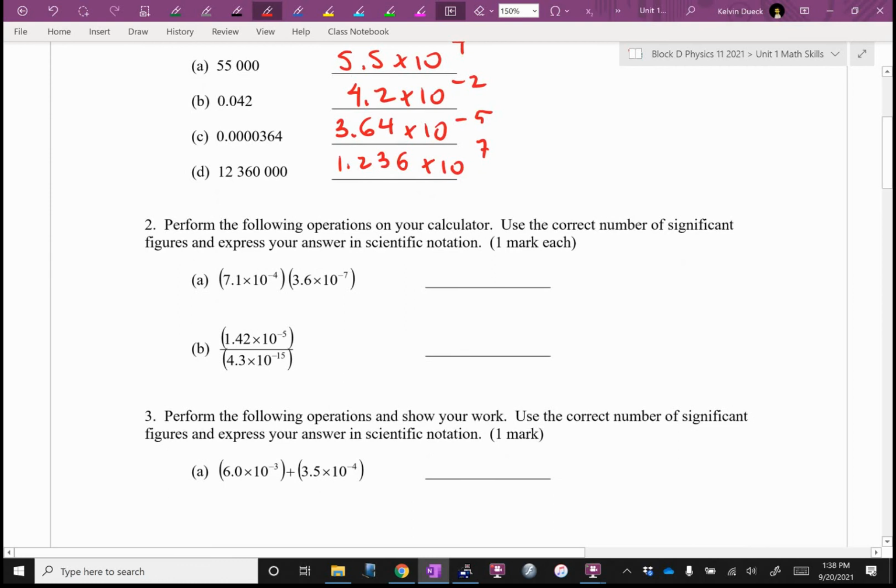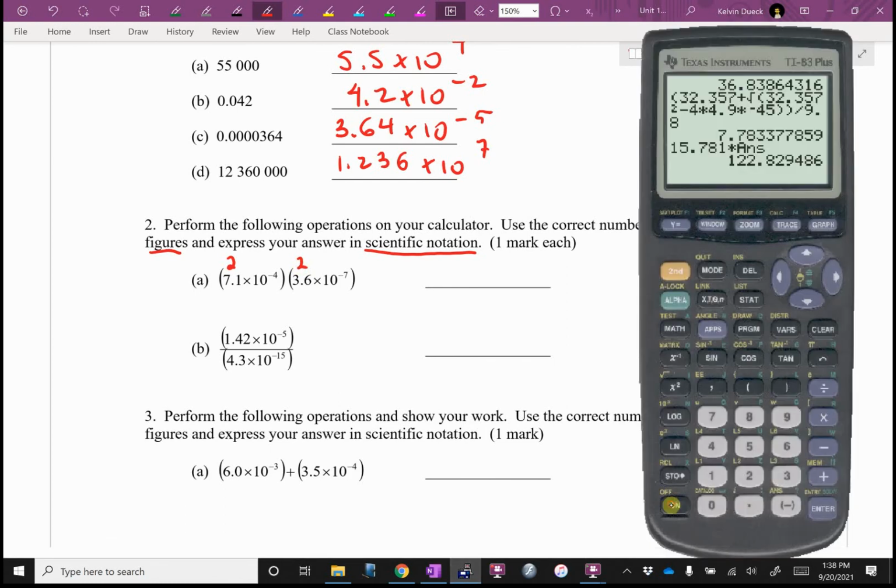Perform the following operations on your calculator. Use the correct number of Sig Figs and express your answer in scientific notation. I'm big on underlining stuff. So underlining instructions helps me remember to do it. Okay, 2 Sig Figs. I'm going to go to 2 Sig Figs in my answer.